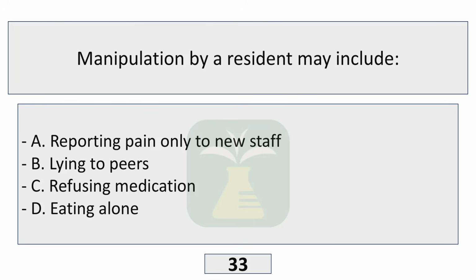Manipulation by a resident may include A. Reporting pain only to new staff. B. Lying to peers. C. Refusing medication. D. Eating alone. Correct answer. A. Reporting pain only to new staff. Manipulation often targets unsuspecting staff for gains.